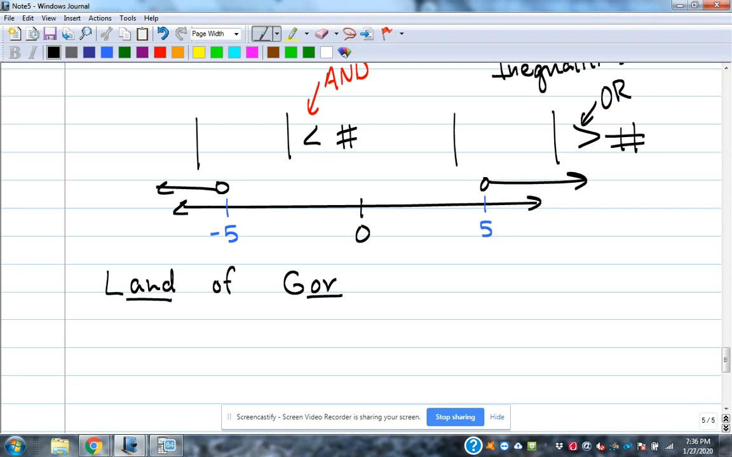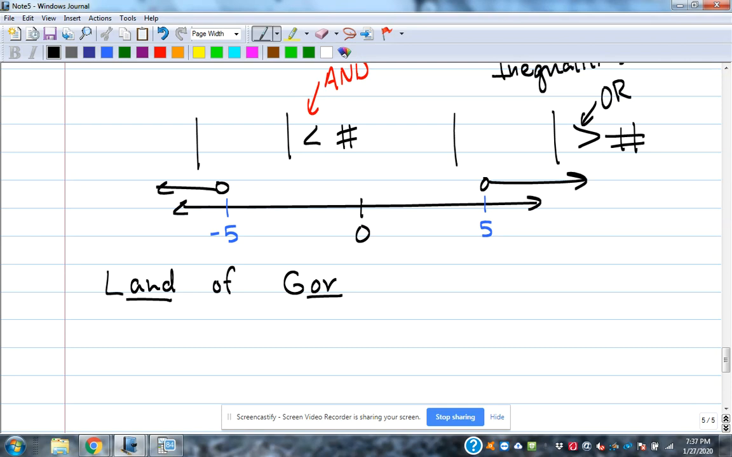But land of Gore, she has a whole poem that goes with this. I don't know it all, so I won't even attempt it. But this little saying right here, land of Gore: less than is and, greater than is or. If you remember that, that'll help you when you get into this section with the absolute value inequalities.